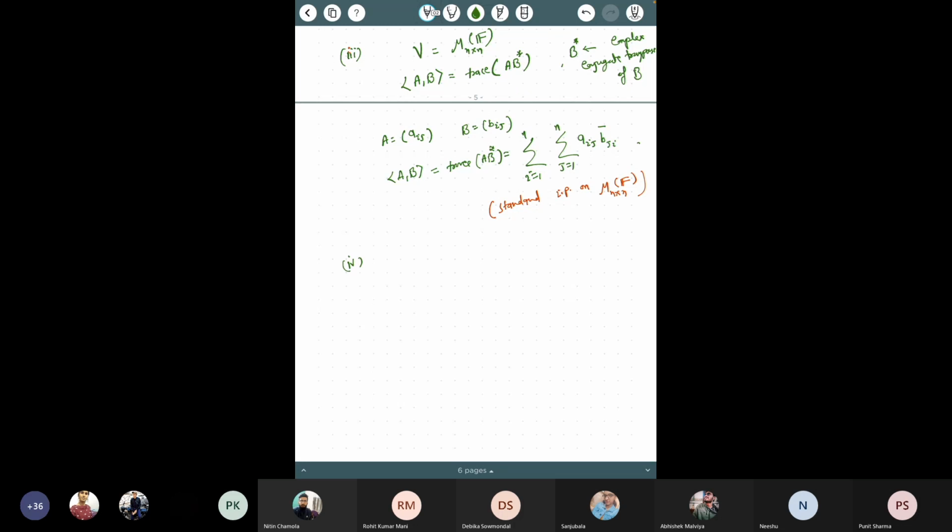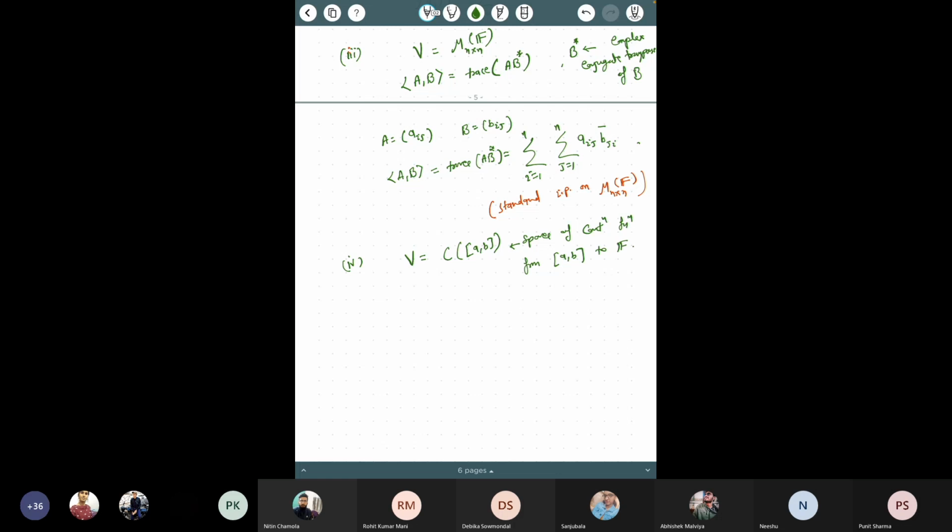So we have talked about Rn, Cn, and the space of matrices. Now let's talk about the space of functions. Let us consider V as the space of continuous functions on a closed interval [a, b]. It can be complex valued functions or real valued functions. So this is the space of continuous functions from the closed interval [a, b] to F.